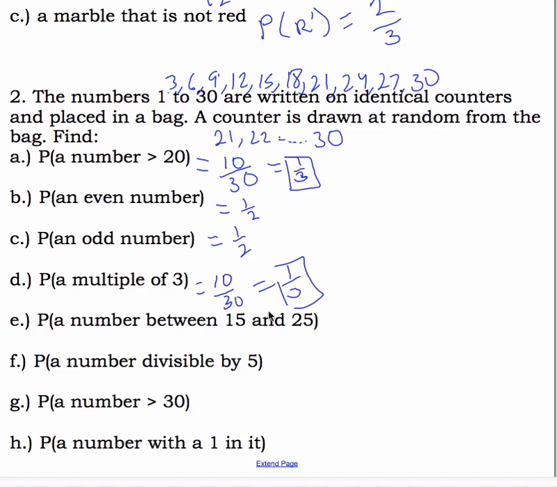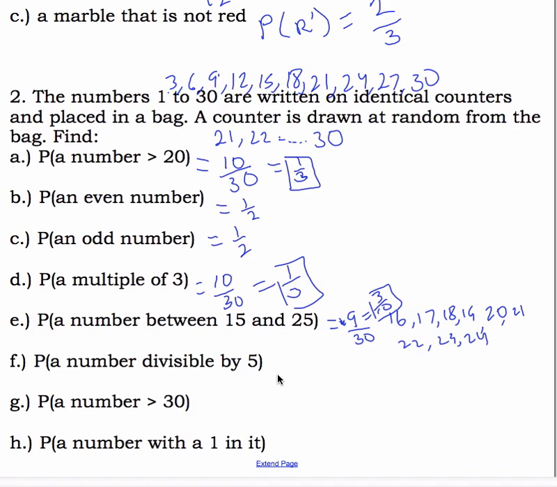Probability of a number between 15 and 25. Well, we could write them out. That's going to be 16, 17, 18, 19, 20, 21, 22, 23, 24. So that's 1, 2, 3, 4, 5, 6, 7, 8, 9. So that's 9 out of our total, which is 30. And we can simplify that. We can divide them both by 3, and we get 3/10. So about 30%.